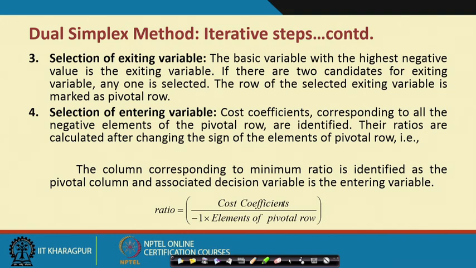And then selection of the entering variable, which is called the incoming vector. That depends upon the cost coefficients corresponding to all the negative elements of the pivotal row, which have to be identified, and their ratios are calculated after changing the sign of the elements of the pivotal row. The column corresponding to the minimum ratio is identified as the pivotal column, and the associated decision variable is the entering variable.